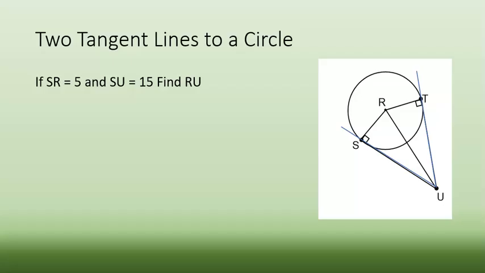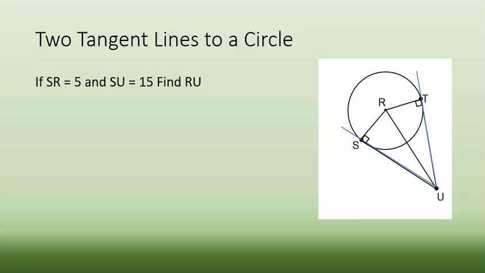In today's video, we're going to talk about a circle and how it has two tangent lines that meet at one point. And what you need to realize is that those two tangent lines, this one here and that one here, so SU and TU, are congruent. So that means they equal each other.